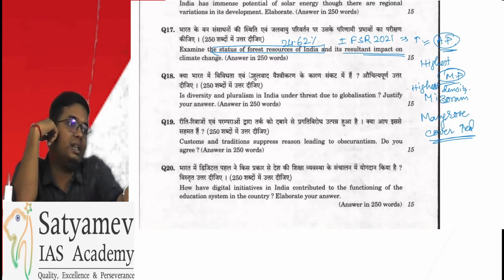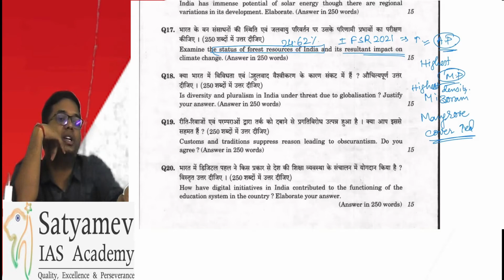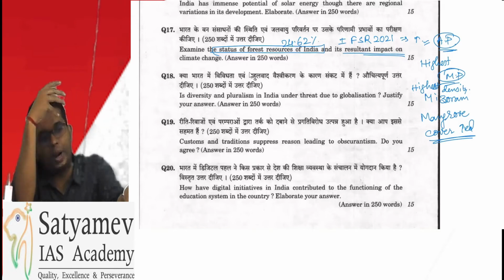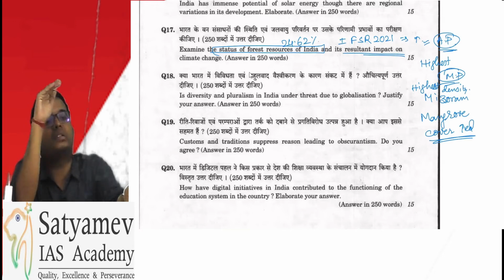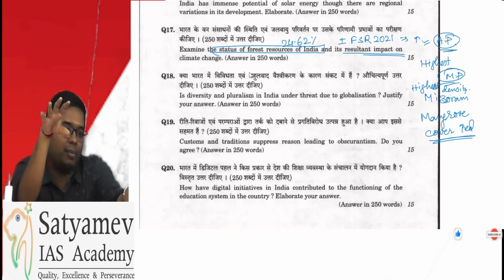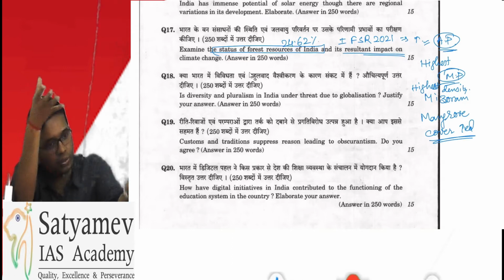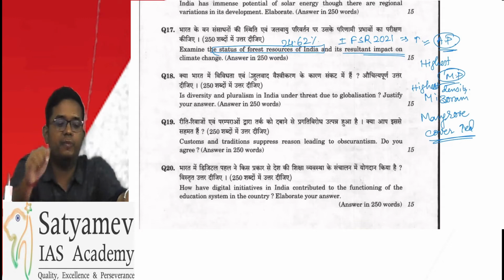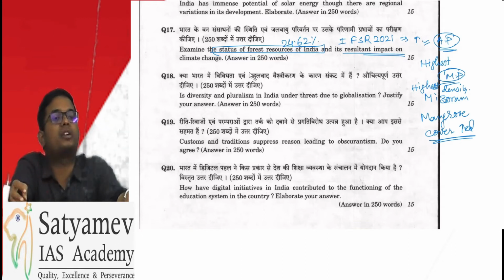Write examples in each one of them. Resilience means climate tolerance. More diversity is there, more plants are there. So increased temperature will impact some of them, but some will remain. So that is what resilience is. The word climate resilience is itself a self-sufficient word. Are you understanding? Resultant impact on climate change.